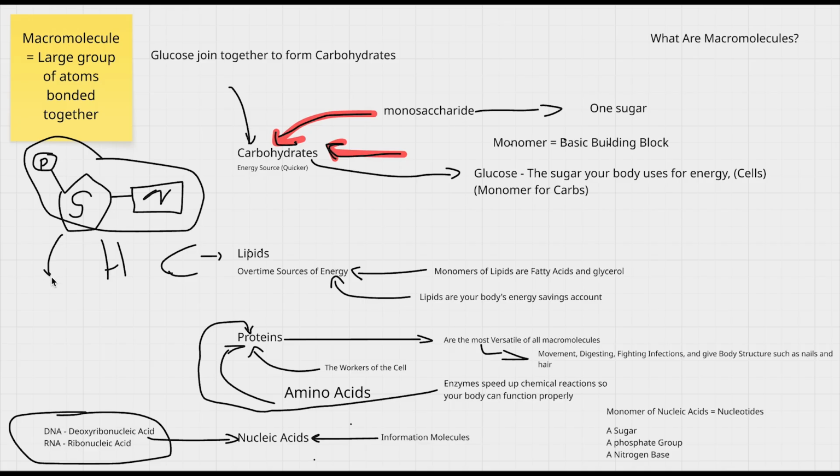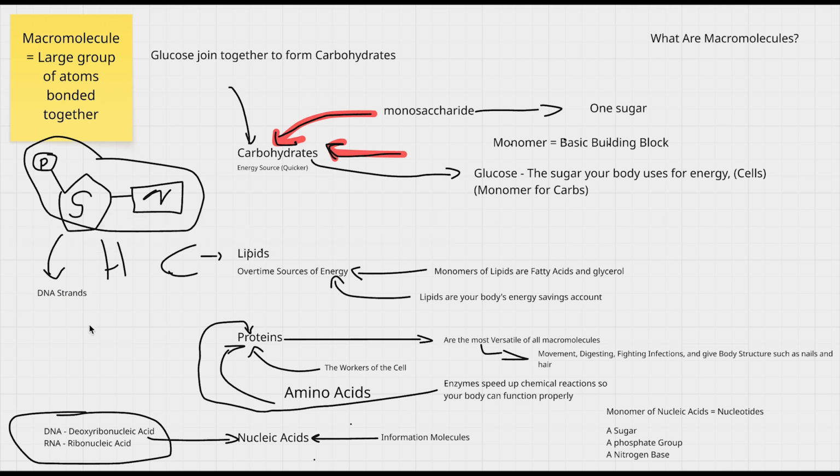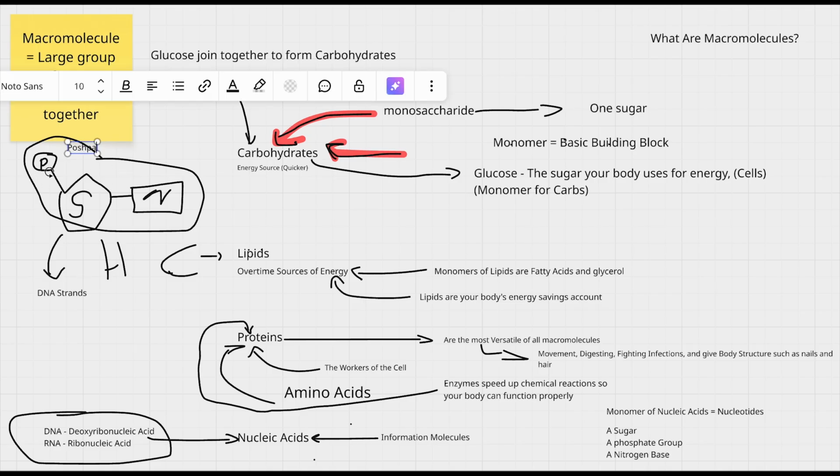And this is actually what builds up DNA. They connect to make the DNA strands. That goes into a much later unit, but let's just know that for now. So that's pretty important to know. They just make up DNA strands. So this is gonna be the phosphate group.